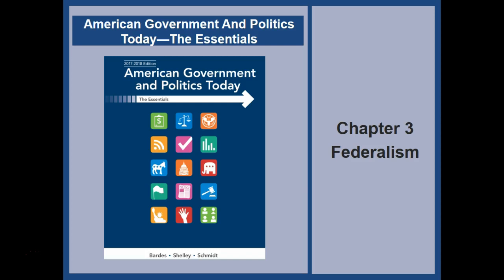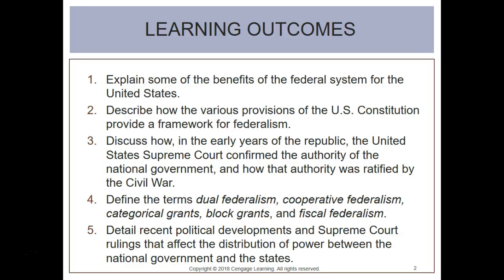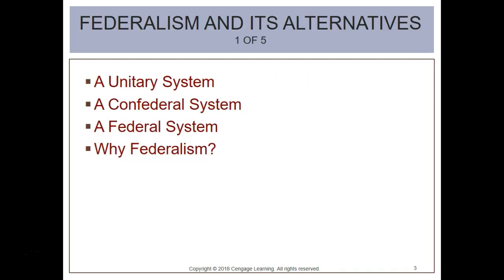Chapter 3 is on federalism. Federalism is an extension of where we left off in Chapter 2. We'll talk about some of the benefits, the frameworks of federalism, how it was brought along from the colonial American days until the Civil War, and we'll discuss the different types of federalism and why it exists, and the more recent events in the Supreme Court.